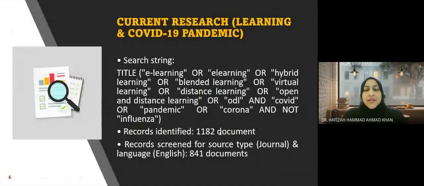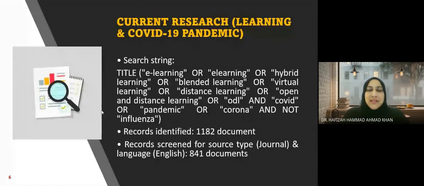So this is one example of a bibliometric analysis which I conducted on the topic online learning and COVID-19 pandemic. Basically, my focus is just to know what kind of research has been done in terms of online learning and the COVID-19 pandemic. So it is restricted to research related to the COVID-19 pandemic. I don't look at other research or other types of disease.